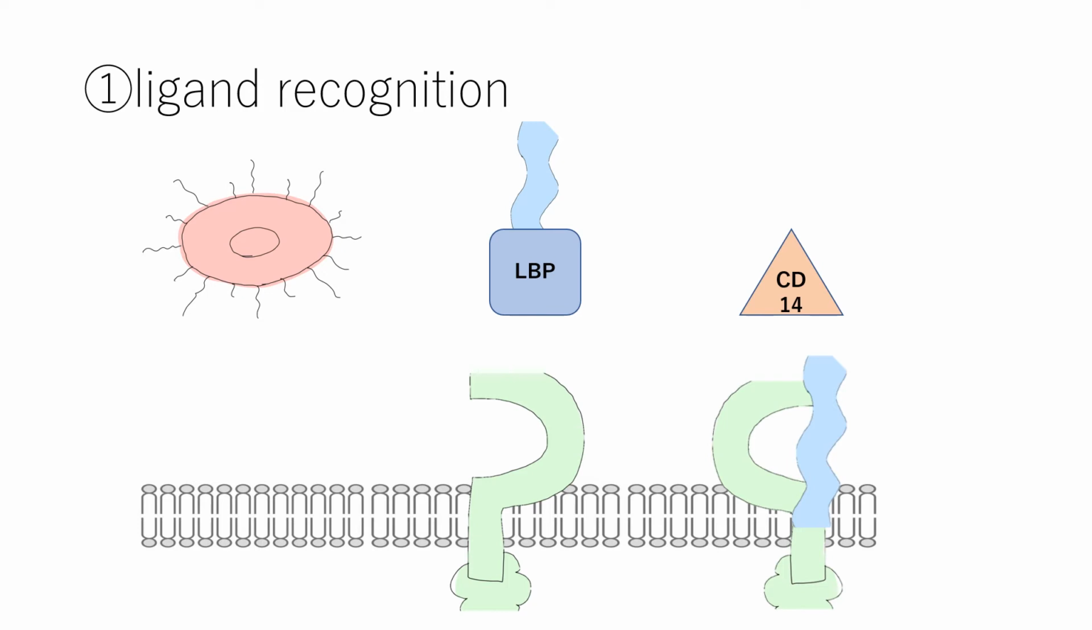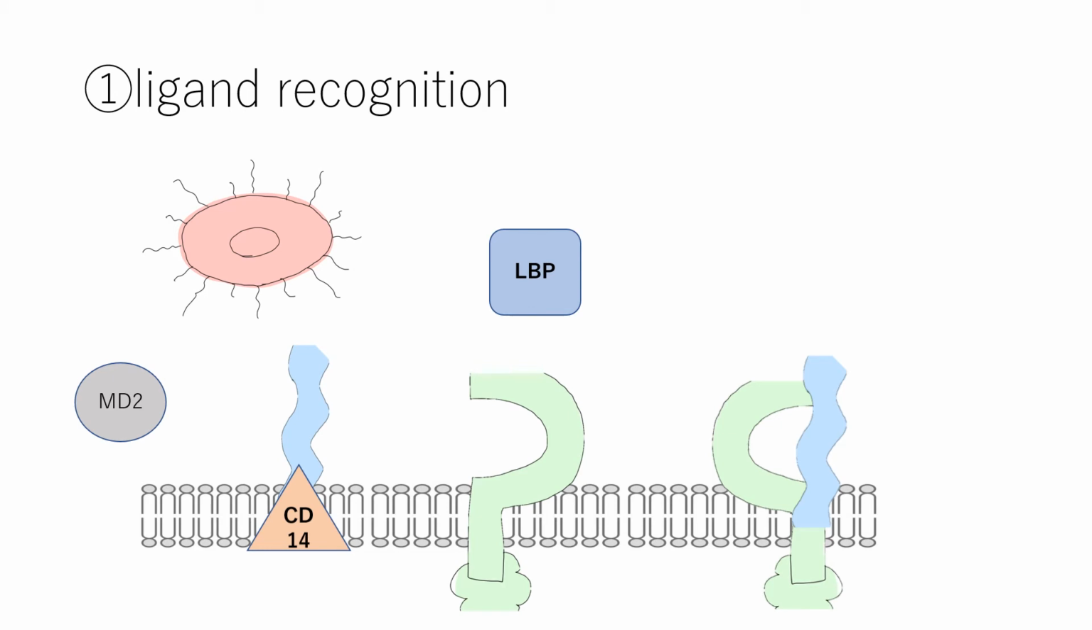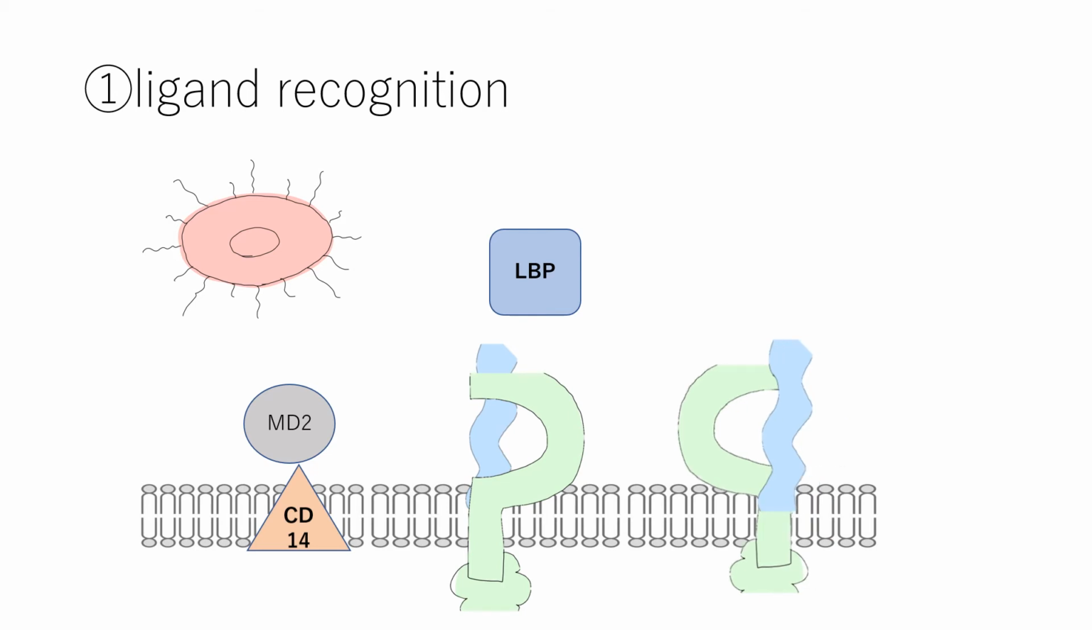LBP, or LPS binding protein, binds to LPS of gram-negative bacteria to take out LPS and thereby pass it to CD14. CD14 transports LPS to TLR4, which can recognize LPS with the help of MD2. At this point, once a complex of TLR4, MD2, and CD14 is formed, another set of TLR4 and MD2 will come closer to form a dimer.